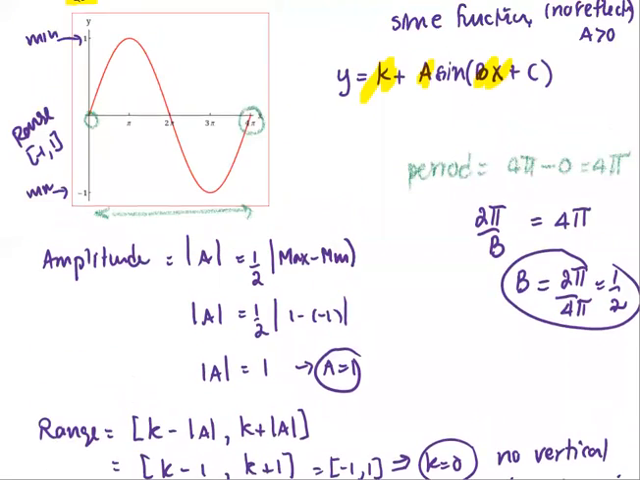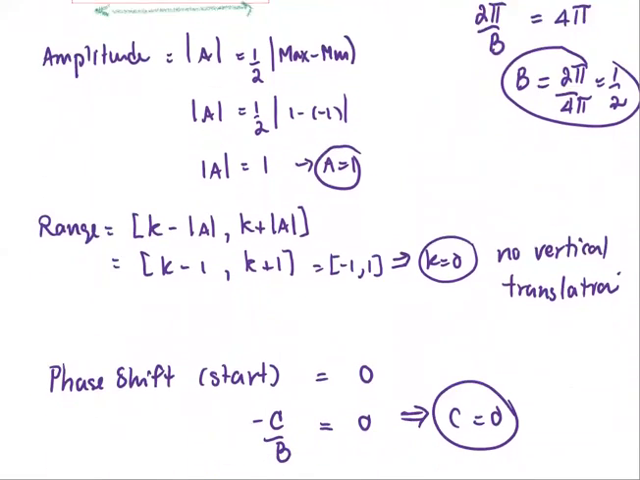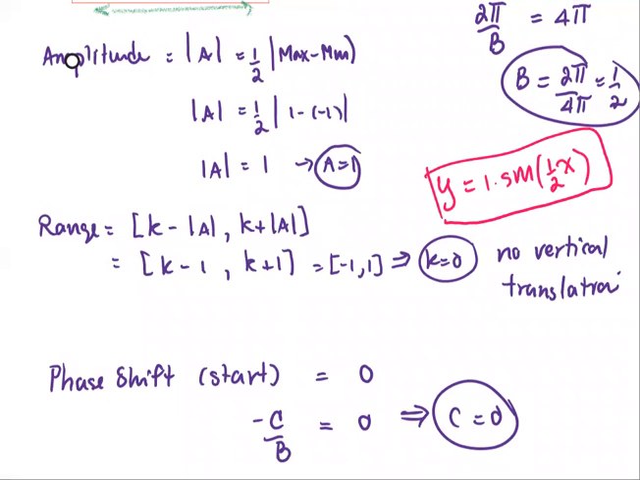Now we have all the numbers, and we put them together in the standard form of this function. I'm going to write in different colors. It's going to be y equals, where k is 0 and a is 1, multiplied by the sine function, where b is 1/2 multiplied by x plus 0. Then the equation for this graph is y equals sine of 1/2 times x.